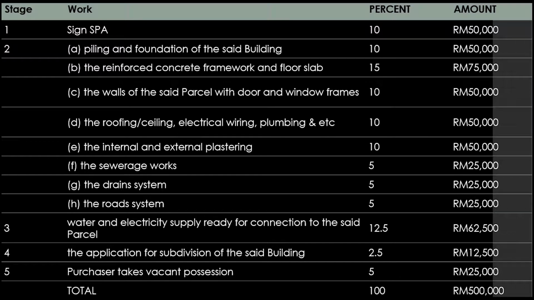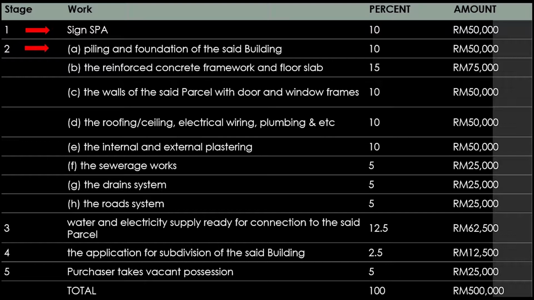And how does this progressive payment work? First of all, when you sign your SPA, which is stage 1, you will have to pay the first 10%, which amounts to 50,000. Now at the second stage, stage 2A, where the piling and the foundation of the building are done, you will have to pay another 10%, which amounts to 50,000. So once the piling is done, the foundation is done, and the earthwork is clear, you will have to pay another 10%.